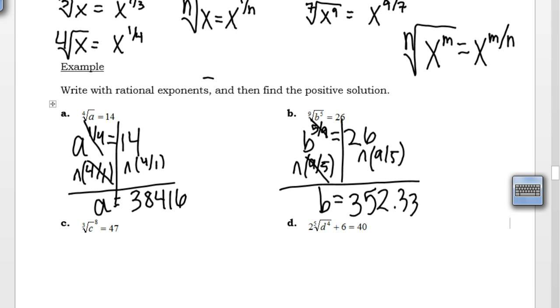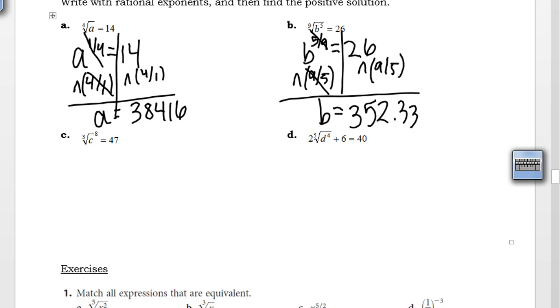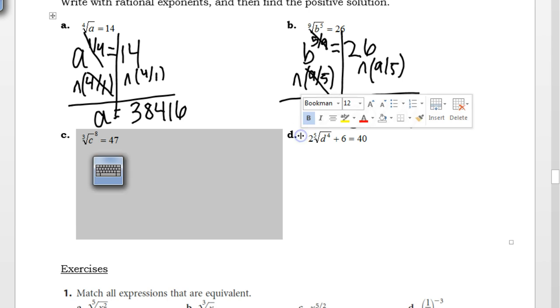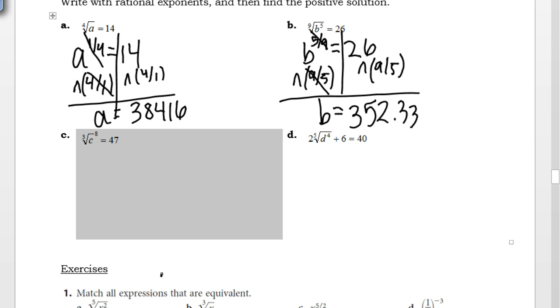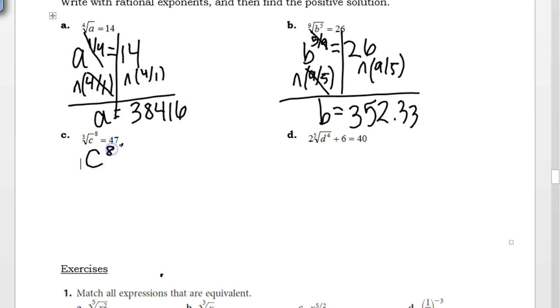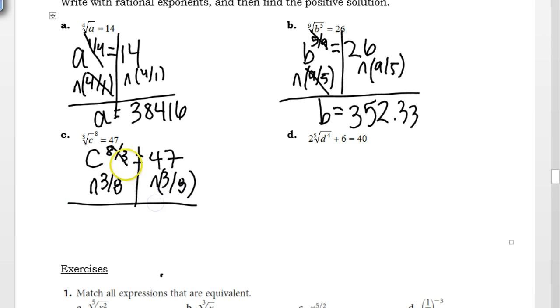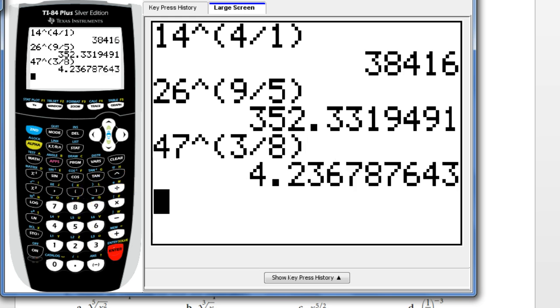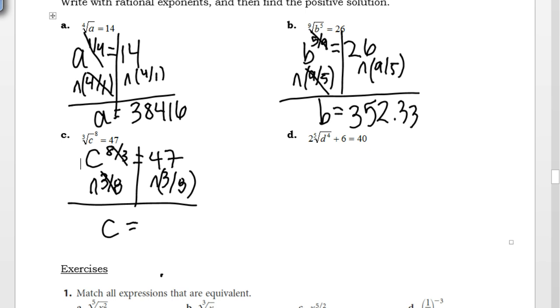Letter C is exactly the same. I'll do the same thing, a little quicker though. I'm going to rewrite it. And then I'll do the reciprocal, using my parentheses on my fraction. 47 to the power of 3/8. And I get 4.24.